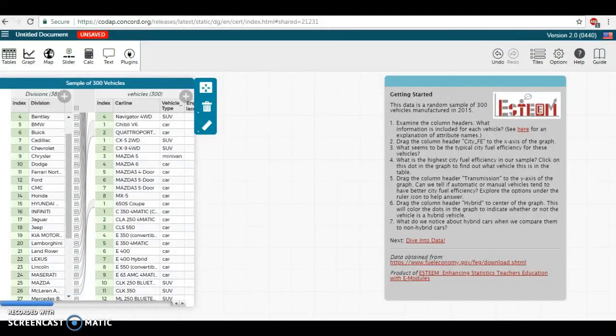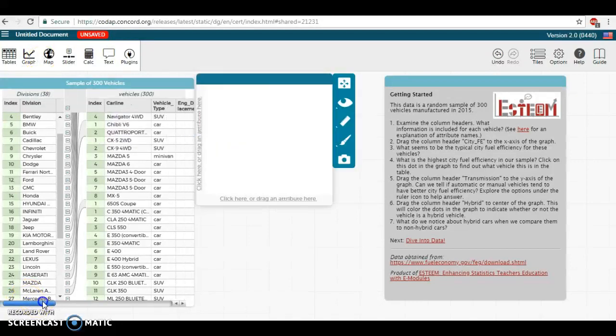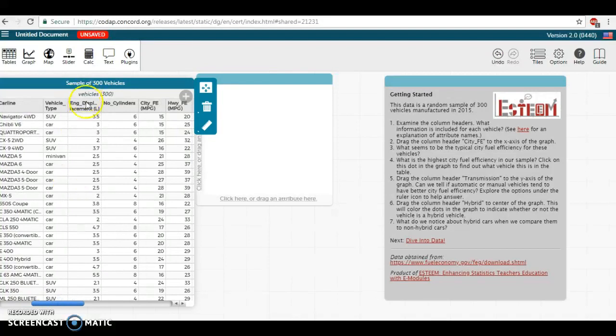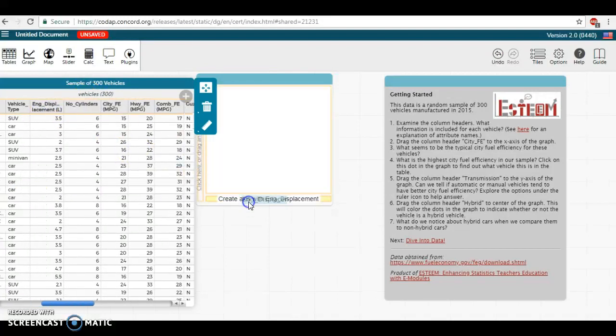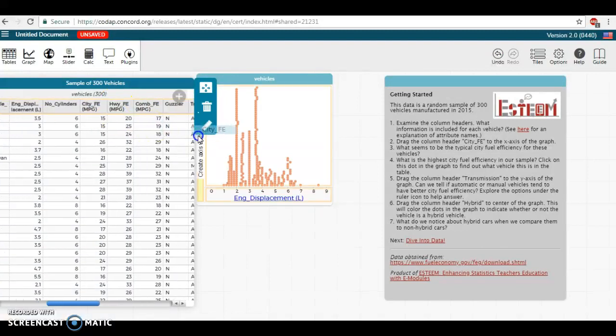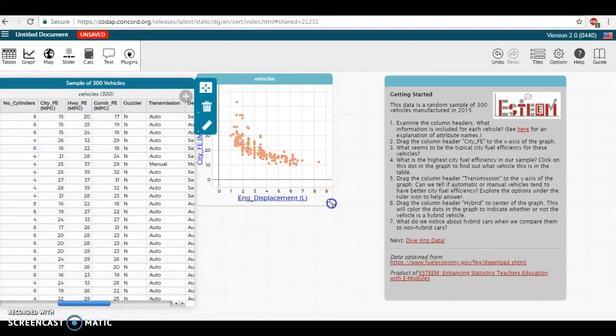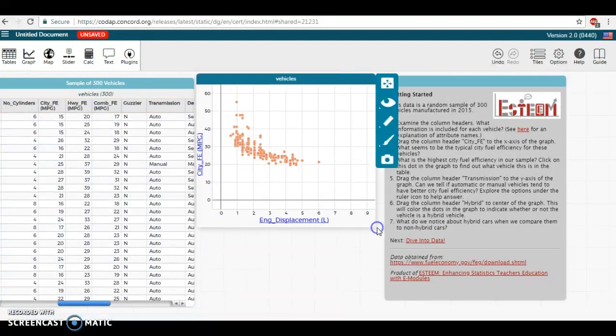So let's go back to CODAP. I'm going to create a graph. I need to scroll over to find engine displacement and drag that to my x-axis. Then go to city miles per gallon, drag that to my y-axis. I'm going to make this a little bit bigger so it's easier to see.